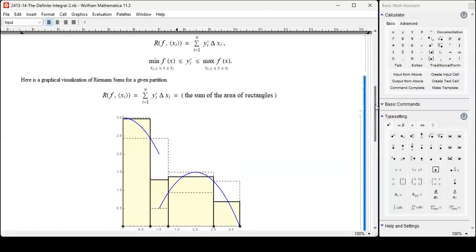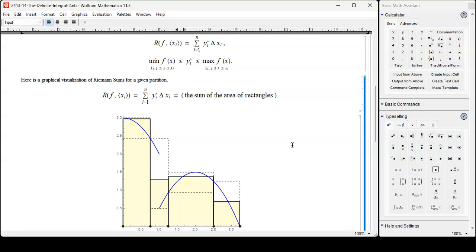So given a partition, we can consider rectangles like these, where y-coordinates are selected anywhere between the minimum and the maximum, and the subinterval width becomes the width of these rectangles. If you add those areas, then I'm going to get a rectangular approximation of a signed area, basically, if we have a graph.